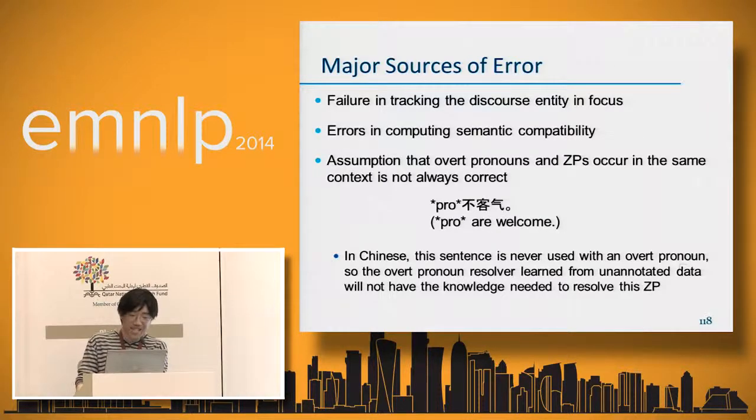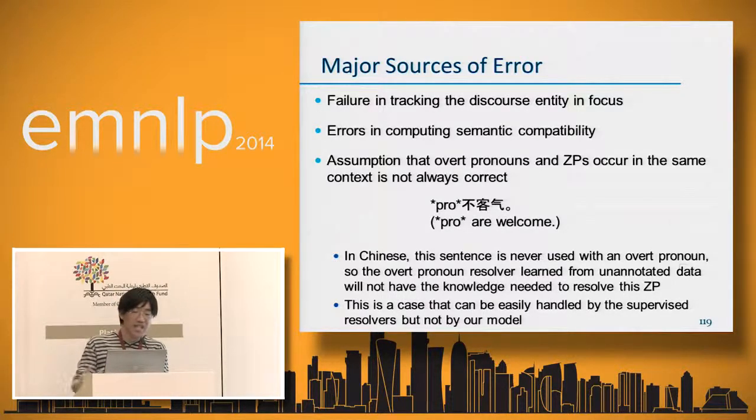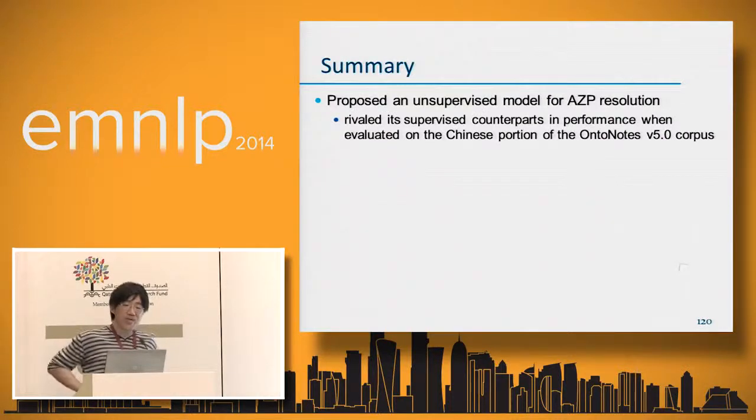So let's take a look at the sentence. Pro are welcome. So in Chinese, this sentence is never used with an overt pronoun. And so the overt pronoun resolver that we learn from the annotated data will never acquire the knowledge that is needed to resolve this zero pronoun correctly. And in fact, this is one of the cases that can be easily handled by the supervised resolvers, but not by our unsupervised model. Okay? So in summary, we have proposed an unsupervised model for anaphoric zero pronoun resolution that rivaled its supervised counterparts in performance when it's being evaluated on the Chinese portion of the OntoNotes corpus. Thank you very much.